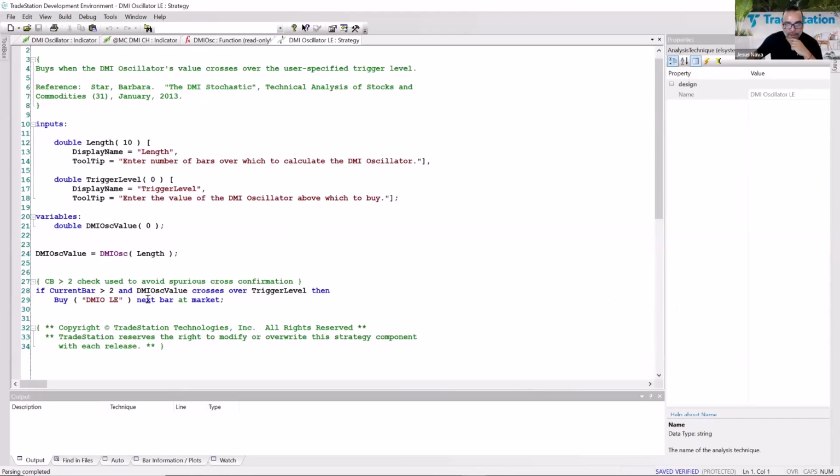But if I look at the bottom where the buy order is generated, notice that line 29 is where the buy order is generated, buy next bar at market. And the condition is when the DMI oscillator value crosses over the trigger level. What is the trigger level? If you look up here, the trigger level is 0. So whenever there is a crossover of 0, the strategy is going to buy.